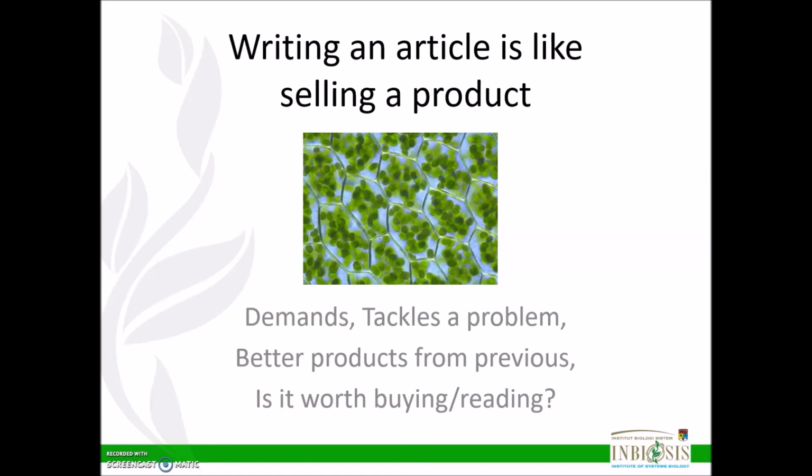And remember that writing an article is like selling a product. It needs some demand, it needs to tackle a problem. Is it a better product than previous products? And lastly, is it worth buying or reading? For instance, currently we have the coronavirus, the COVID-19 cases. There is a lot of demand. Therefore, people who can research and study a particular technique that tackles this kind of problem have a very good product compared to the previous ones, and therefore journals are more likely to accept these articles in a very good, high impact journal.